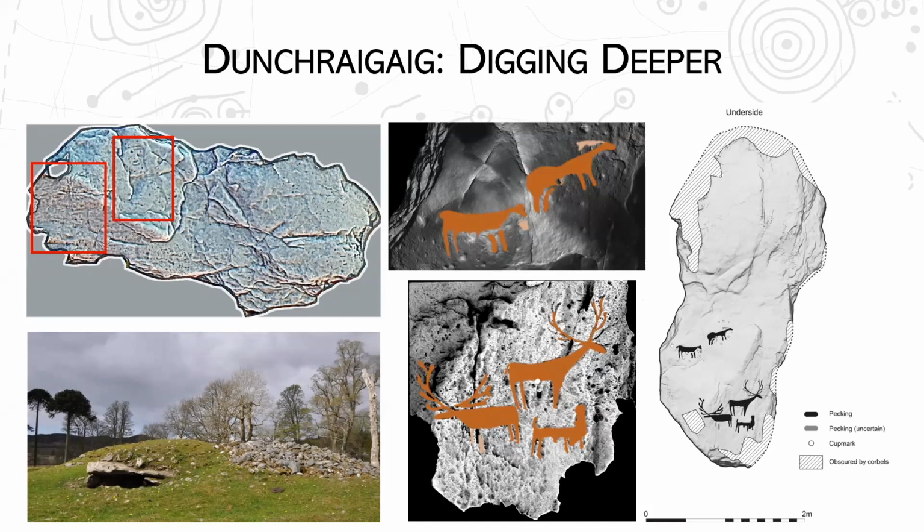So this means that the carvings were created before the capstone was used to close the kist, which may have happened around 2100 BC. And considering how eroded they are, it is also possible that they were created even before that, while they were still part of an outcrop and then quarried for this purpose.